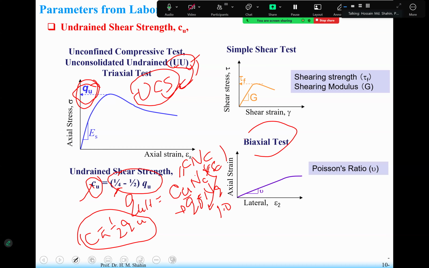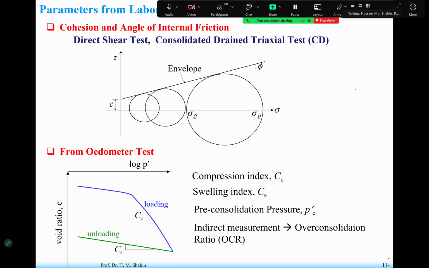And then from a biaxial test, we can get the Poisson's ratio, but we don't have anything here. Then shear stress and simple shear test, we don't have anything here. Then we can get tau, G_max, shear modulus, very important for earthquake parameters. Then the friction angle: if we have a CD test or a direct shear test, and because CD is very expensive, direct shear test, you already know how to do it. Then you can get the envelope, and from there you can get C and phi.